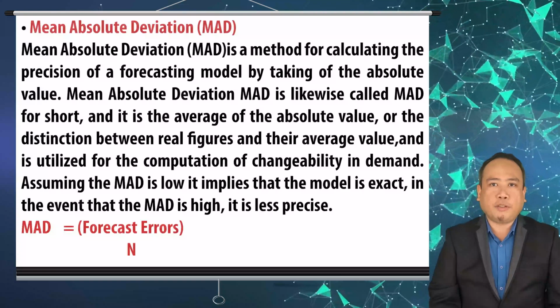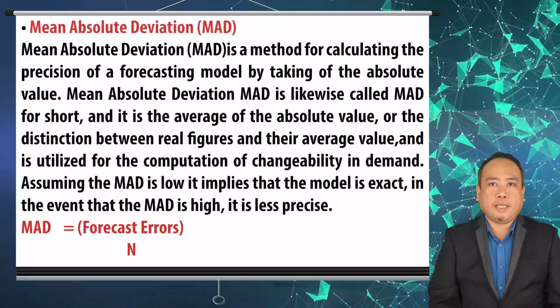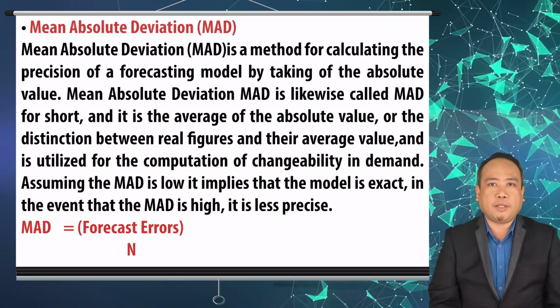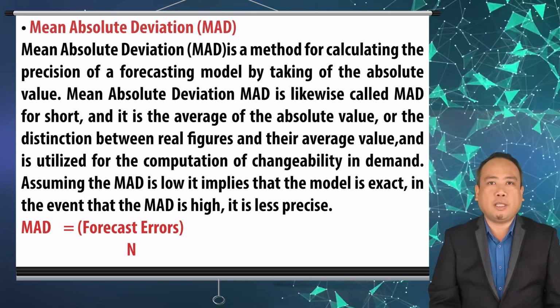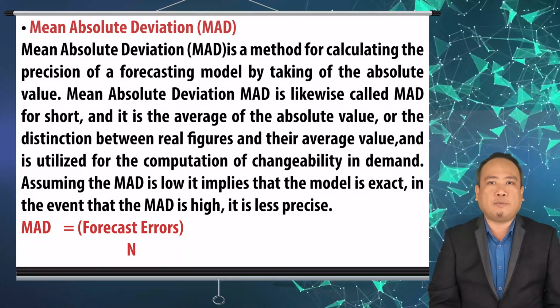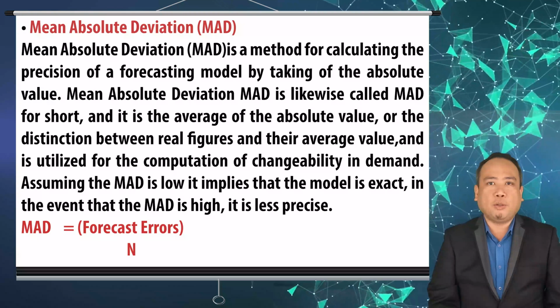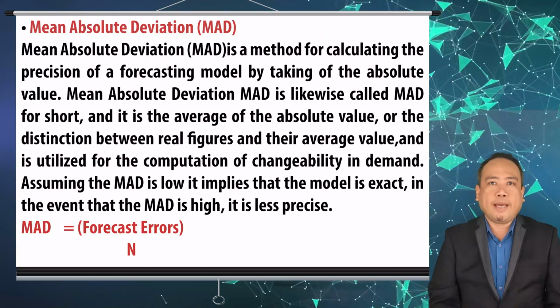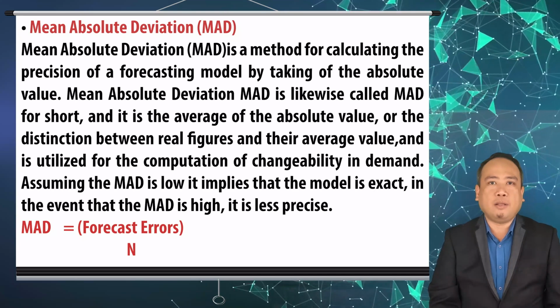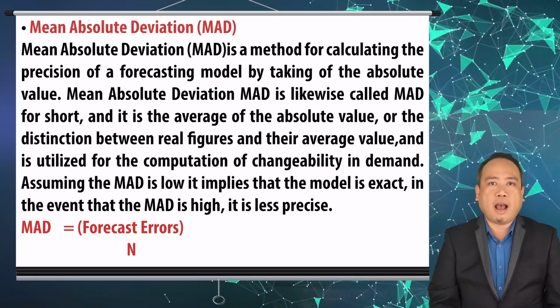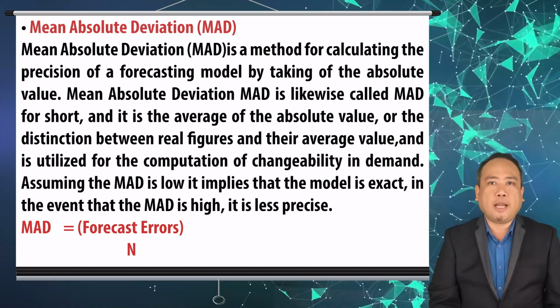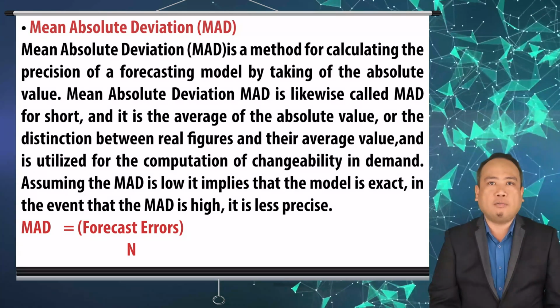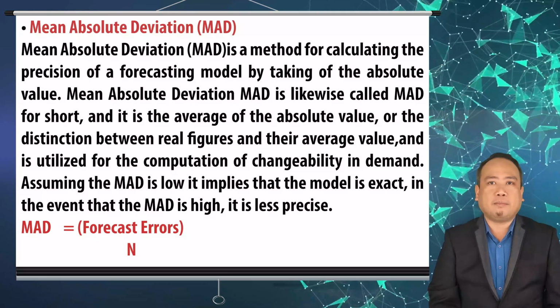Mean absolute deviation, or MAD. It is a method for calculating the precision of a forecasting model by taking the absolute value. Mean absolute deviation, which is also called MAD for short, is the average of the absolute value of the difference between real figures and their average value, and is utilized for the computation of variability in demand.